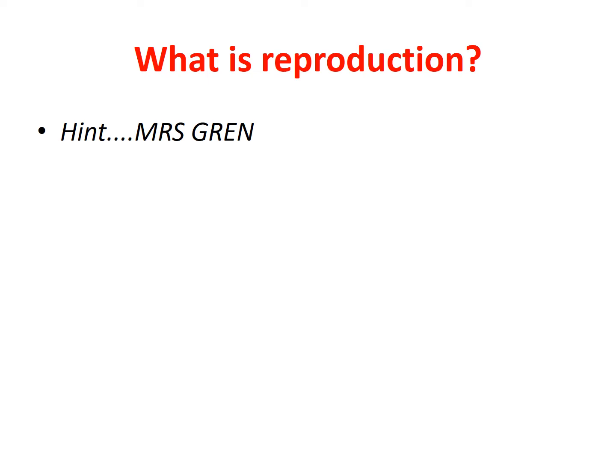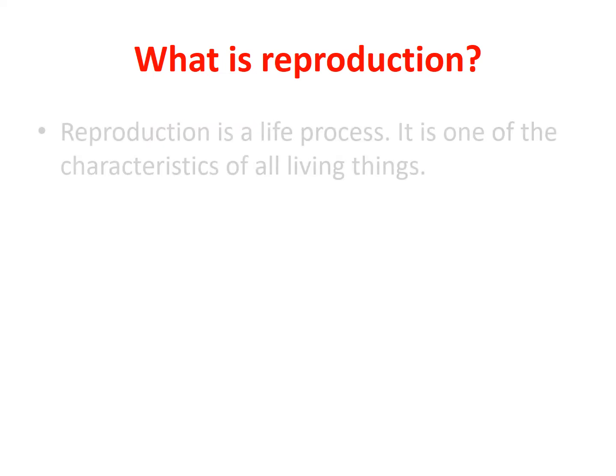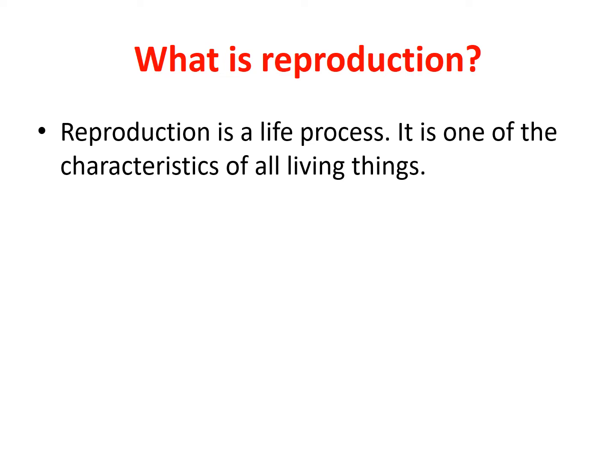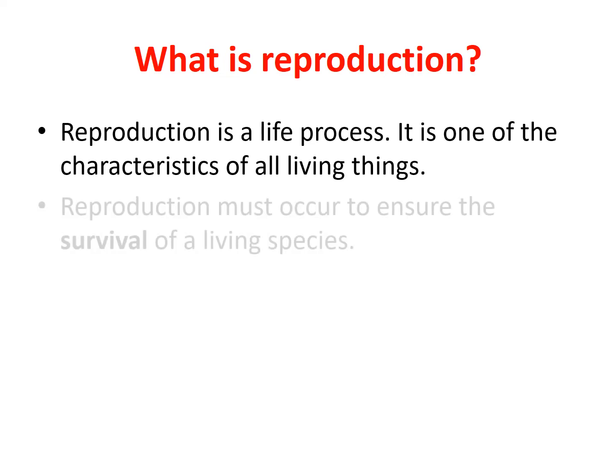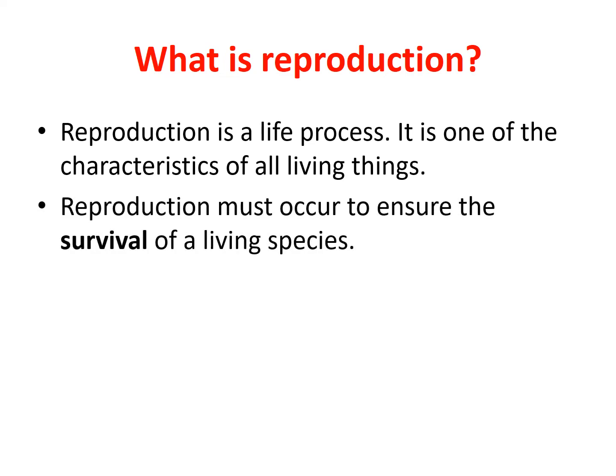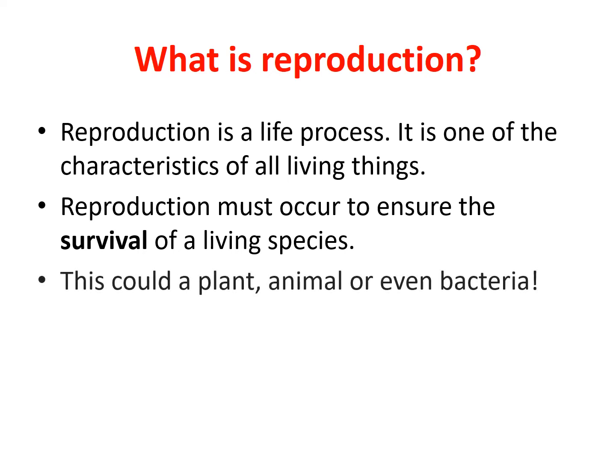So let's go back to reproduction. What is reproduction? It's something that all living things can do. That's why I've got Mrs. Gren written there. It's a life process, and it's one of the characteristics of all living things. It must occur to ensure the survival of a living species. Plants, animals, bacteria, all living organisms have to reproduce, otherwise they are not living.